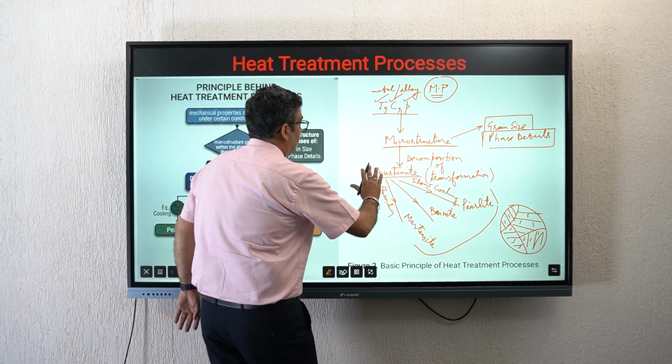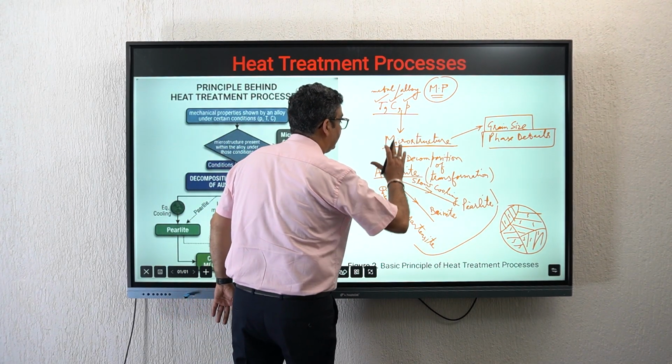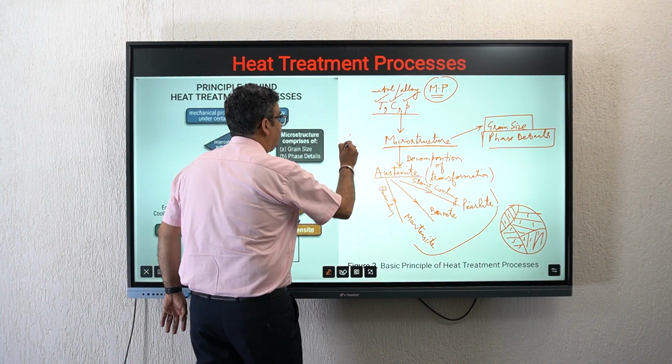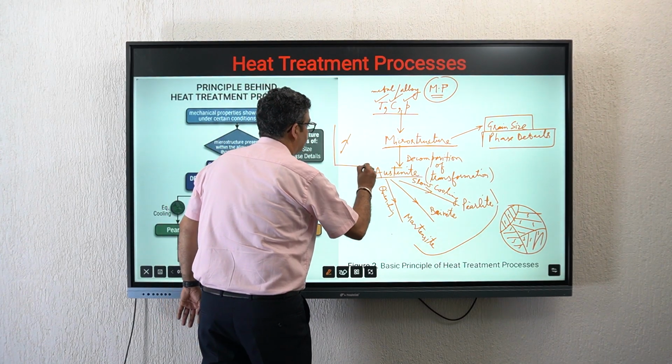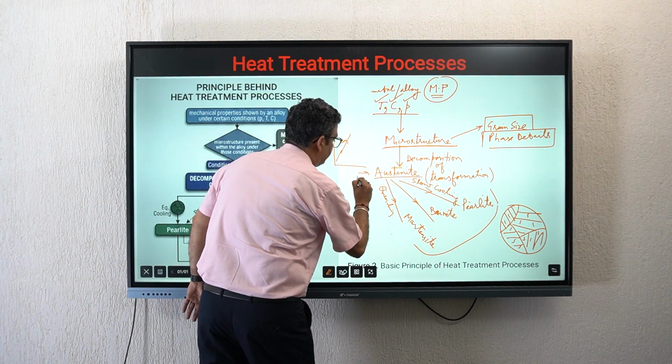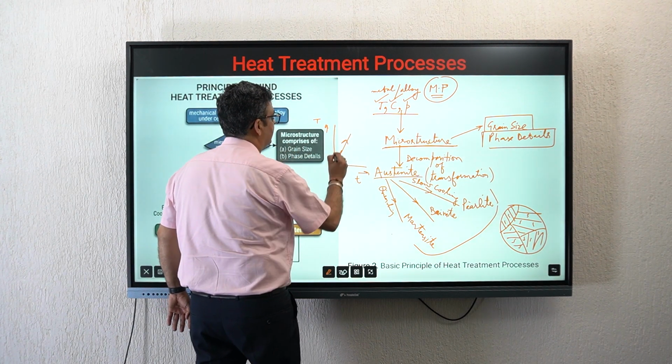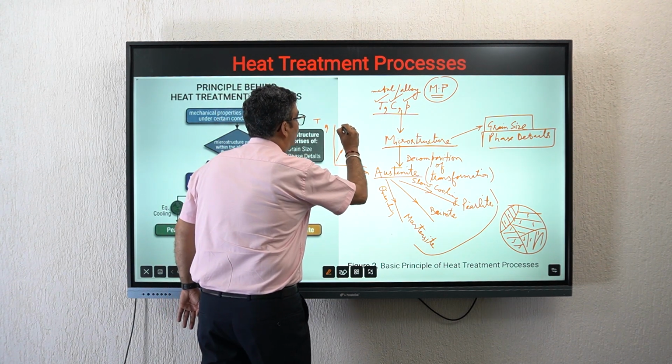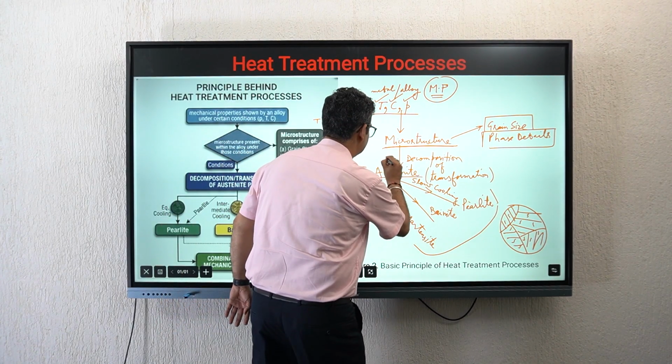So what did we say? Initially you have to have austenite in the steel. The heating step that you followed, see, this is how you showed heat treatment. This is temperature, this is time. So you said initially we heat the steel. Why are we heating the steel? To form austenite phase in it.